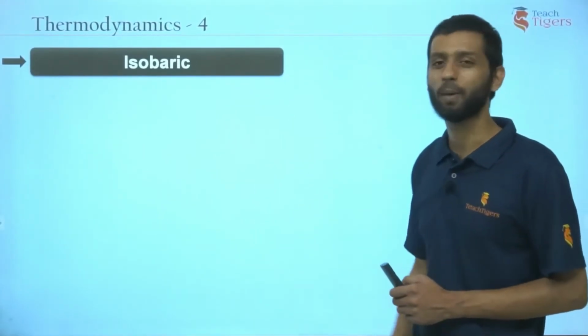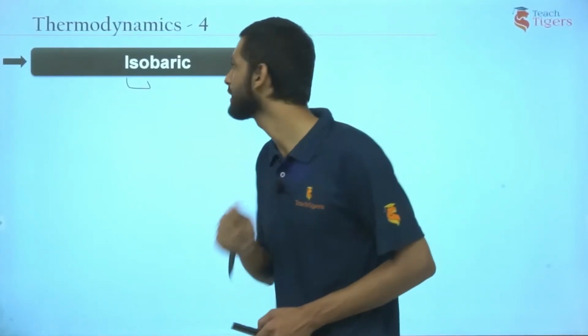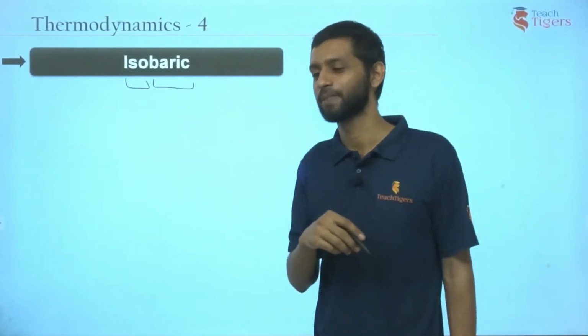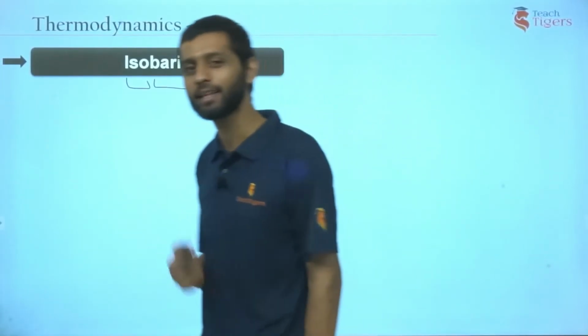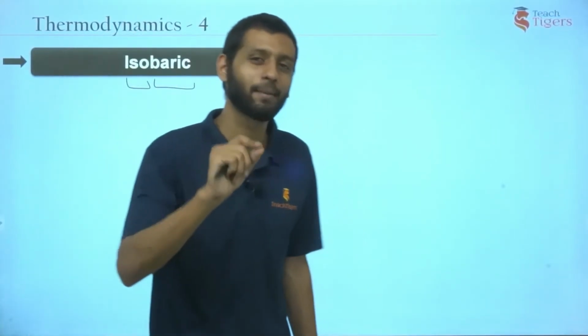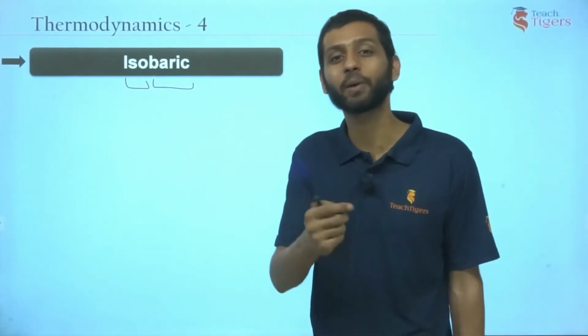Moving on, isobaric. Once again, iso means same throughout, and baric, you can actually guess what baric means. There's a unit in thermodynamics that relates to this word baric, and that's bar. Bar is the unit of pressure. So this time, what is going to be the same throughout? It's going to be pressure.